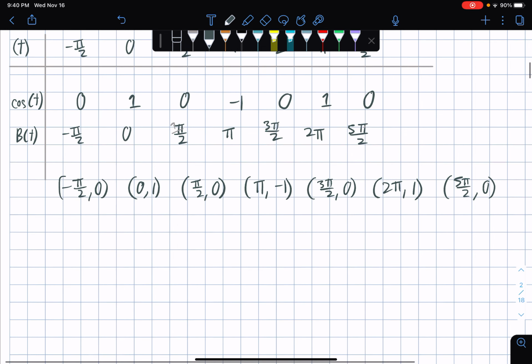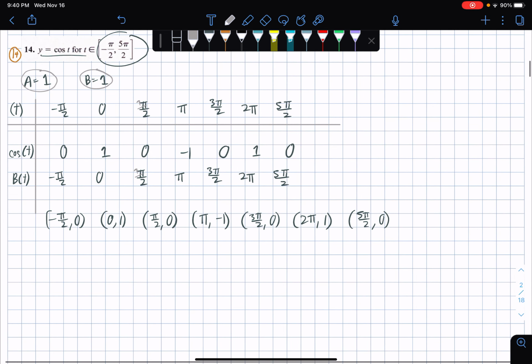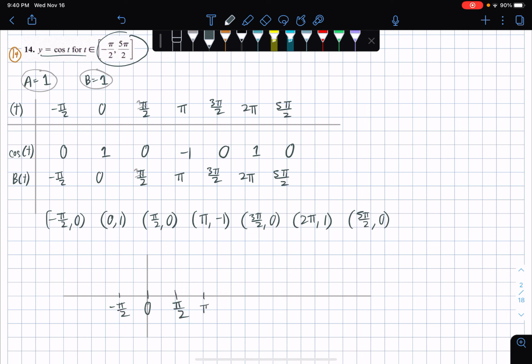Alright, so let's start sketching the graph. Here is the point of origin. This is negative pi over 2, positive pi over 2, pi, 3 pi over 2, 2 pi, 5 pi over 2.